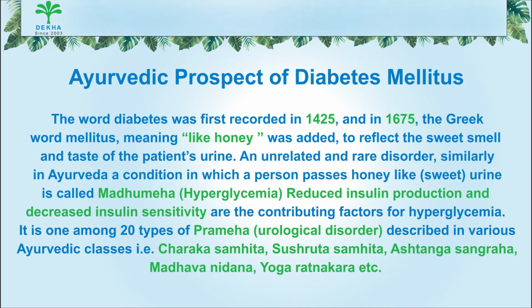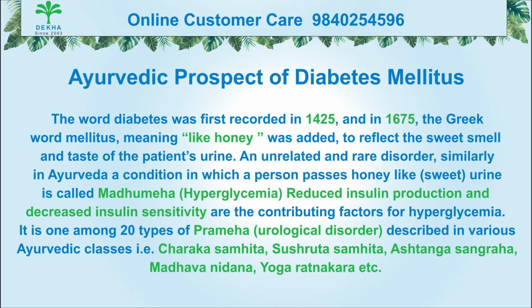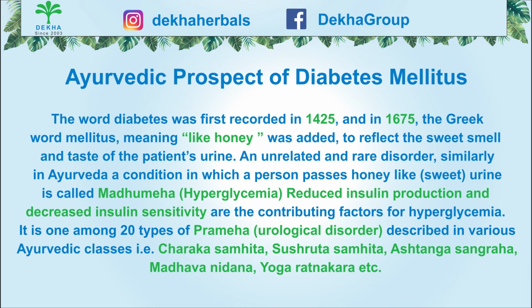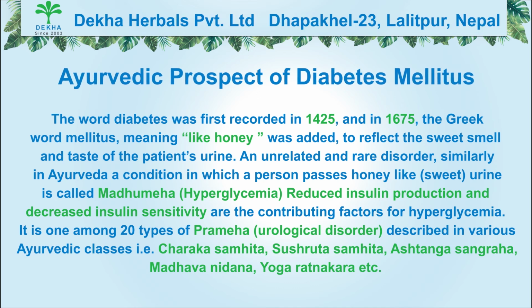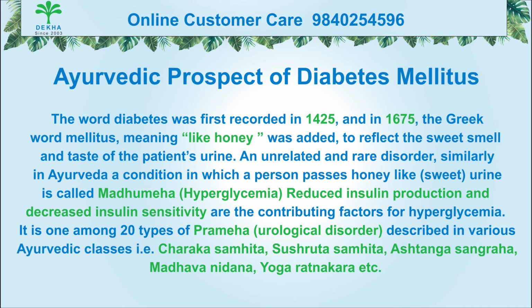The word diabetes was first recorded in 1425, and in 1675, the Greek word mellitus, meaning like honey, was added to reflect the sweet smell and taste of the patient's urine, distinguishing it from an unrelated and rare disorder. Similarly, in Ayurveda, a condition in which a person possesses honey-like, sweet urine is called madhumeha.